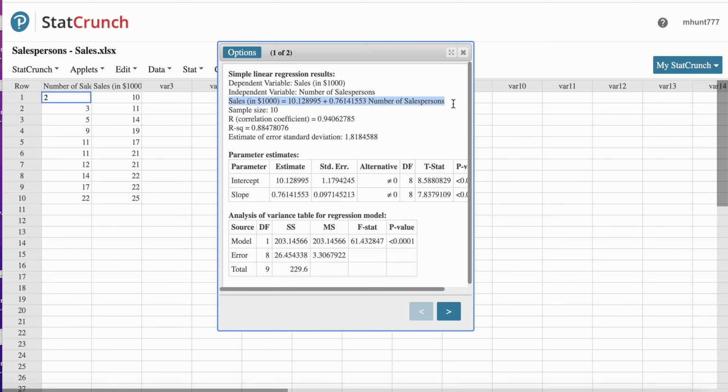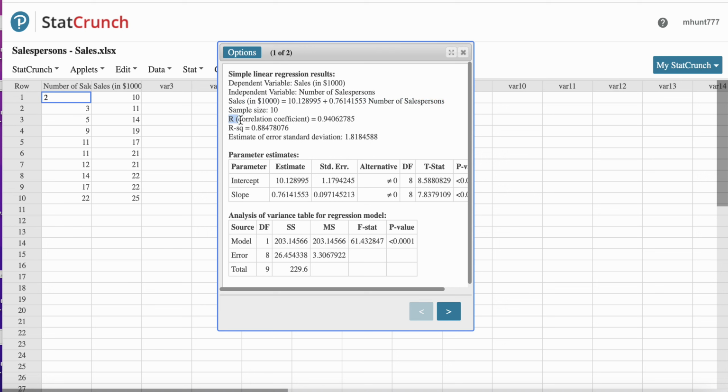You can predict the sales in thousands of dollars by the equation 10.13-ish plus, and the slope is important, 0.76141533 times the number of salespersons working. So you have the regression equation.